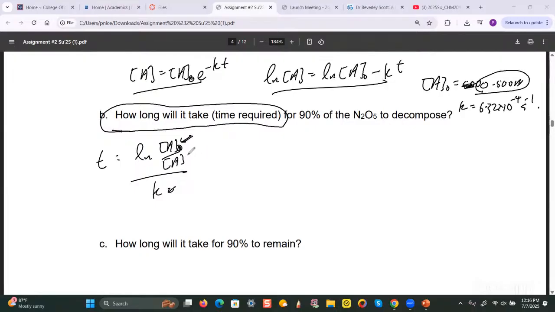The question is, what is the concentration of A? And the hint lies right here. It says, at this time that you're trying to calculate, 90% of N2O5 has decomposed. All right? So the question is, what is the concentration of A? If 90% of A has decomposed from the initial value of 0.500, then what do you think the concentration of A is at this point in time that you're trying to determine?